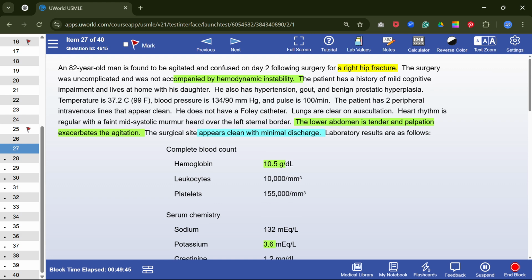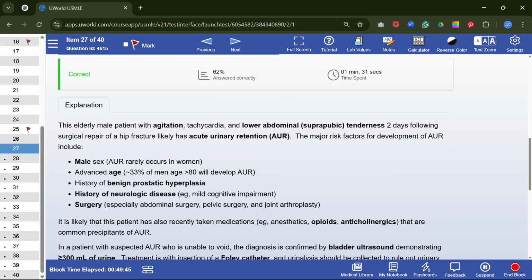The clue in this question is here, like the lower abdomen is tender and palpation exacerbates the agitation. So this elderly male patient with agitation, tachycardia, and lower abdominal tenderness 2 days following surgical repair of hip fracture has acute urinary retention.